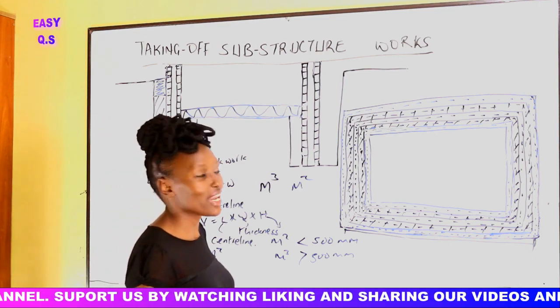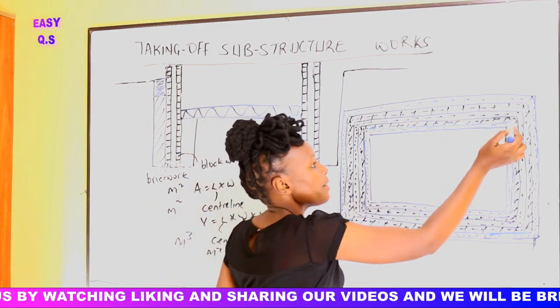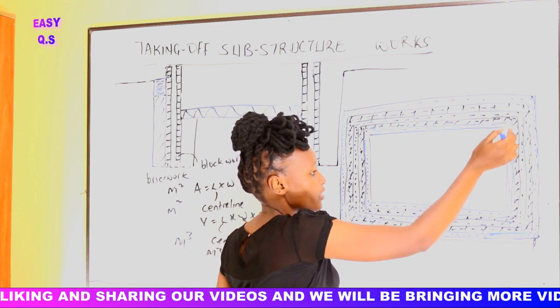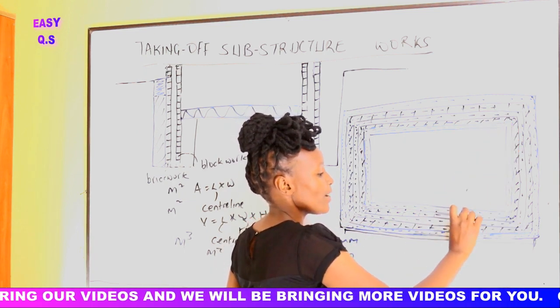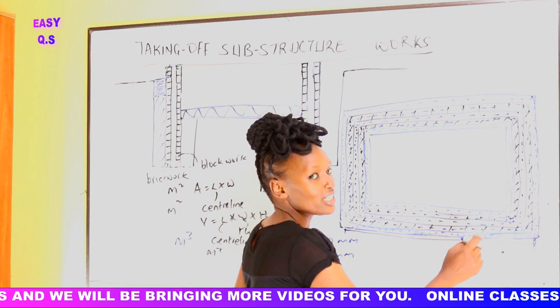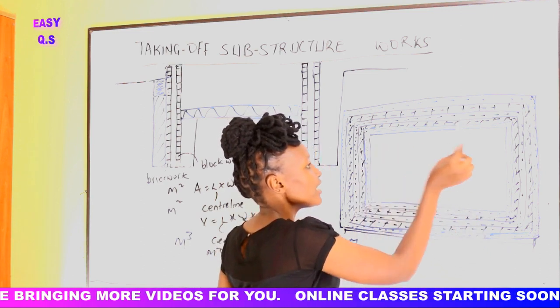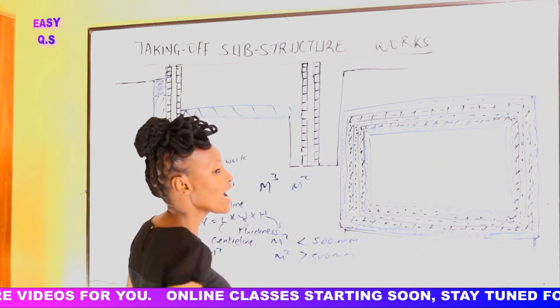So we shall check the length. The length is from here up to here, width from here up to here, because, remember, this one was the trench and it has been filled with hardcore. So this whole area shall be done with hardcore.